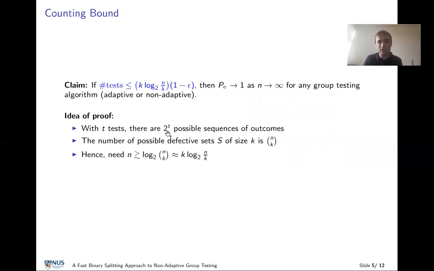The simple argument behind that is that if we have t tests, then there's only 2 to the power of t possible outcomes, because each test outcome is binary. But the number of defective sets of size k is n choose k. So if we compare 2 to the power of t against n choose k, we need t to be at least log of n choose k, which simplifies to k log n over k if we think of k as being much smaller than n.